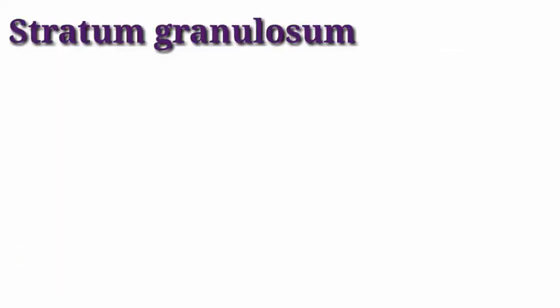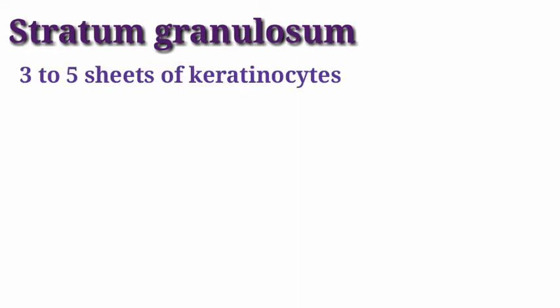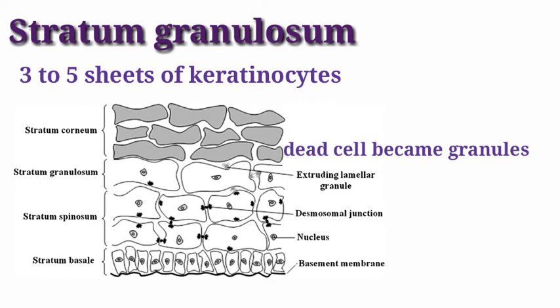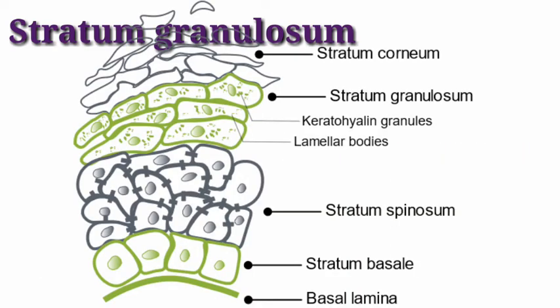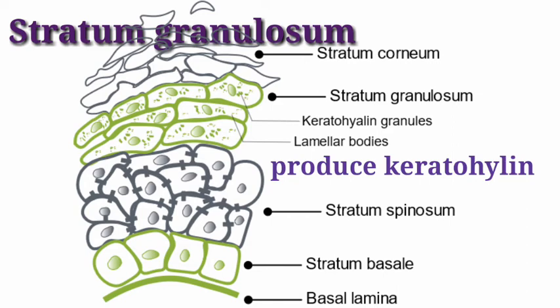Stratum granulosum, which is made up of 3 to 5 sheets of keratinocytes. Cell division won't happen in this layer. The migrating cells die off and form granules within the cell. This layer produces more keratin and keratohyalin and stores these things in lamellar granules.